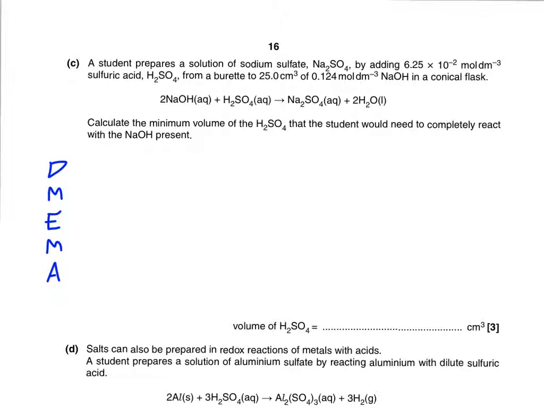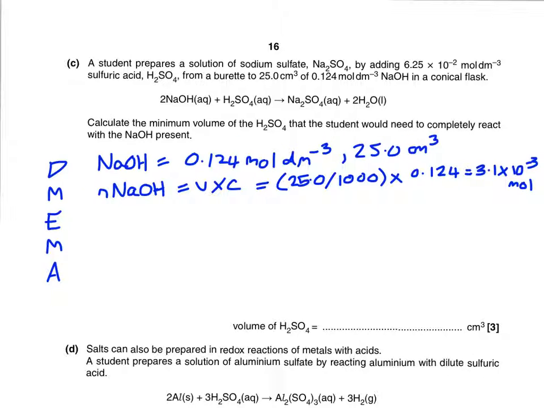So this first part is obviously a mole calculation, and it lends itself to data, moles equation, moles answer. So you start by putting in the data you're able to work out the moles for, and that happens to be NaOH. So that gives us 3.1 times 10 to the minus 3 moles.